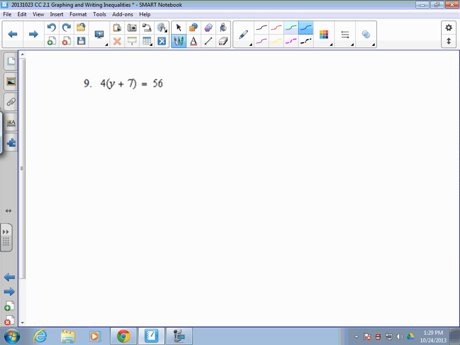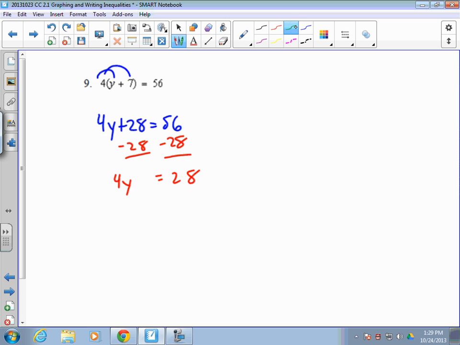9 says 4 times y plus 7 equals 56. 4 times y is 4y. 4 times 7 is plus 28 equals 56. Get rid of plus 28 by subtracting it. Do the same thing here. And 4y equals 28. Get rid of 4 times something by dividing by 4. Do the same thing here. Y is 7.